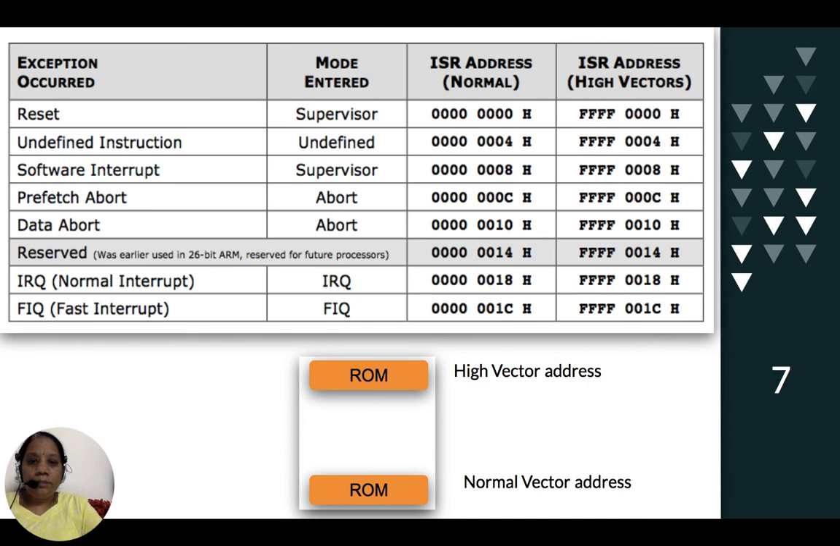Now, coming to the vector address locations, you can see that the first vector address is reset, which is 00000000. It is the 0th location. The next one is the 4th location. The next is the 8th location. Then you have the 12th location. Then 10, 14, 18, 1C. So now here, in between every interrupt, there is a space of 4 locations, right? Can you tell me what is the reason?